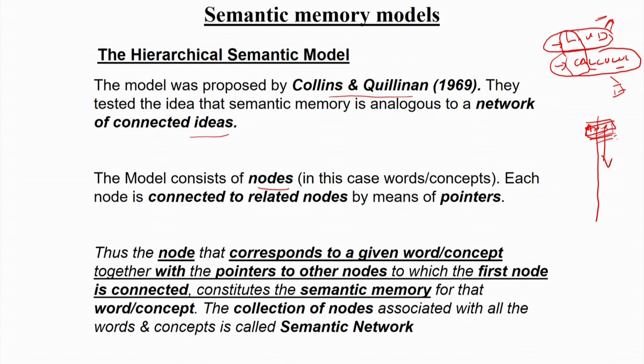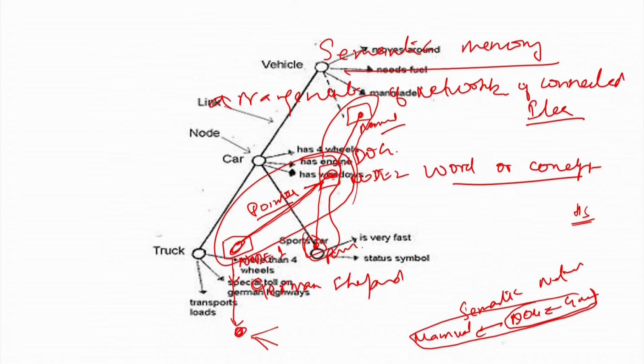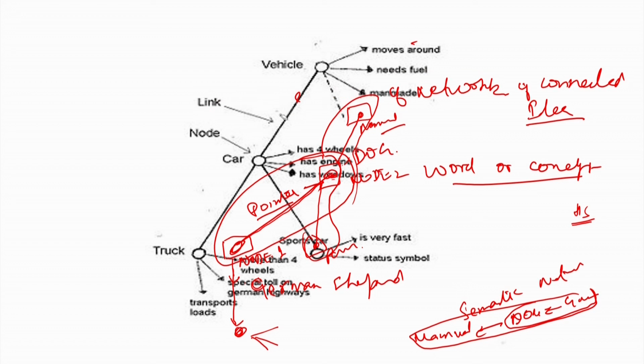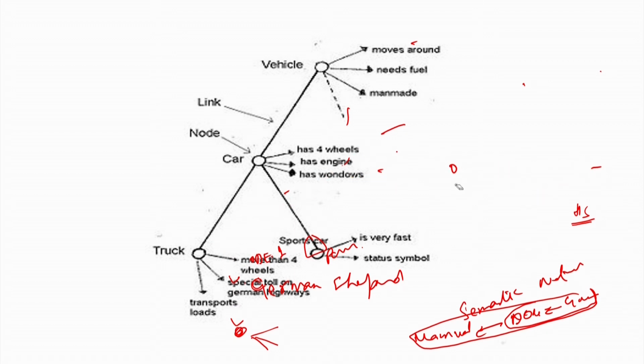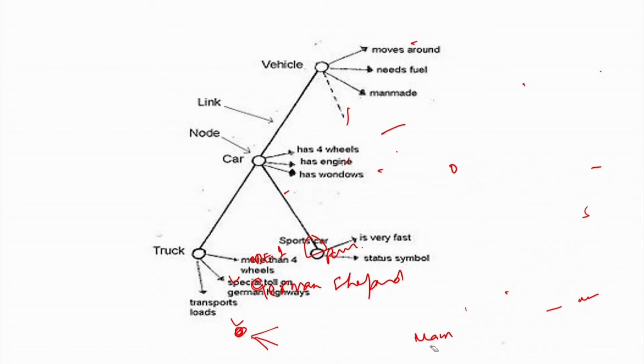So, that is what this says, and so the collection of nodes associated with all the words and concepts is called the semantic network. So, let us look into this particular thing. Quickly look into this. As you can see here, I will first rub this thing here, quickly rub whatever is written here to show you what is there. And so, this is a classic network that I was talking about.